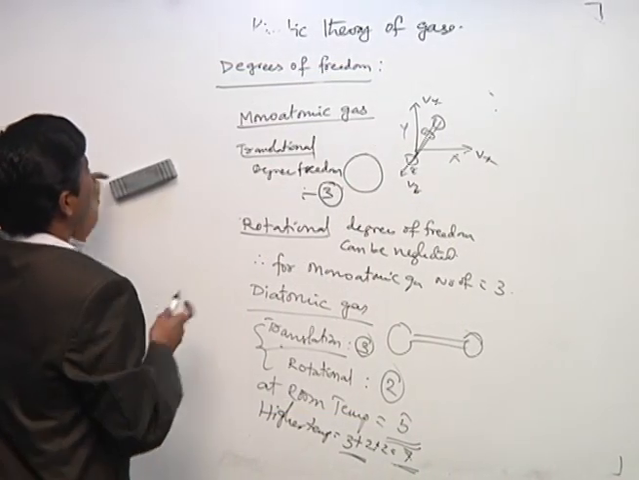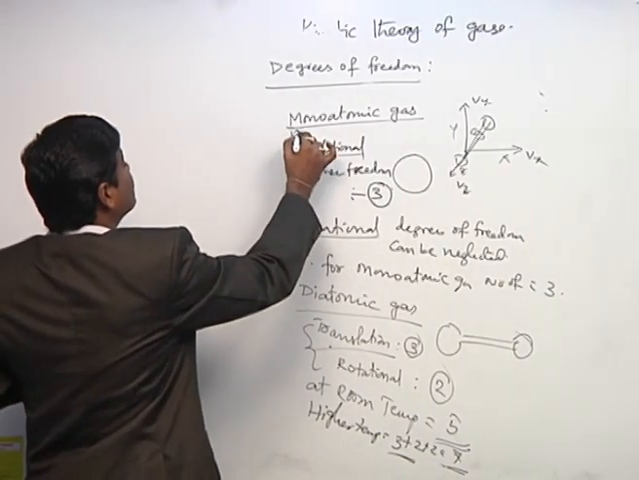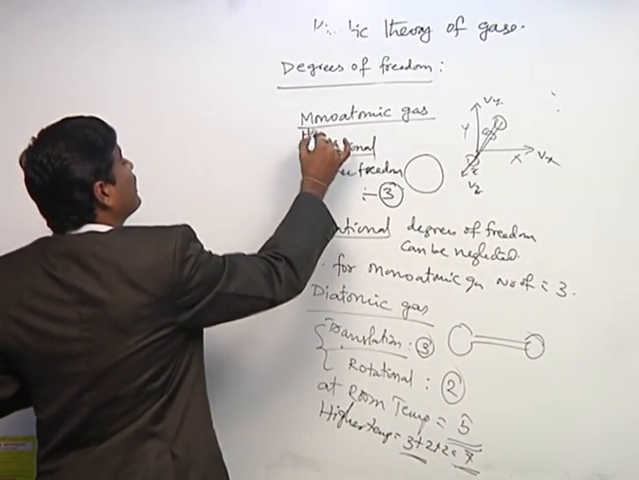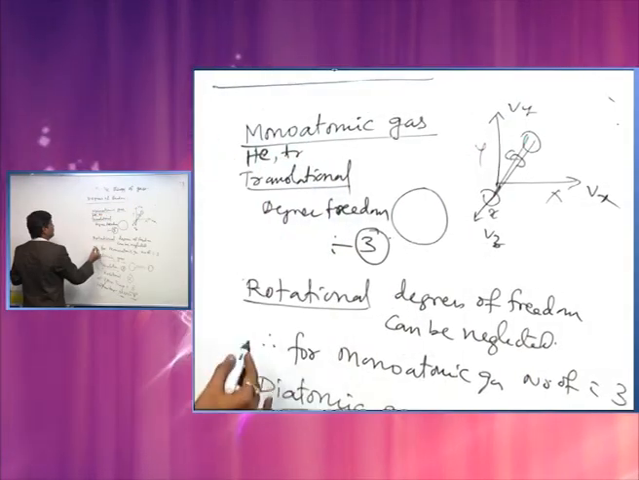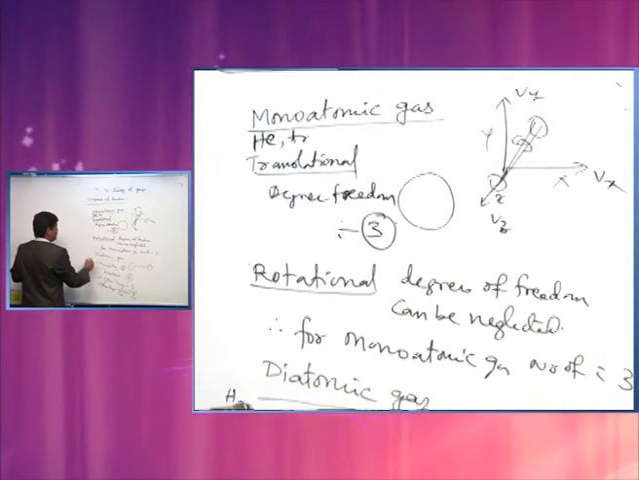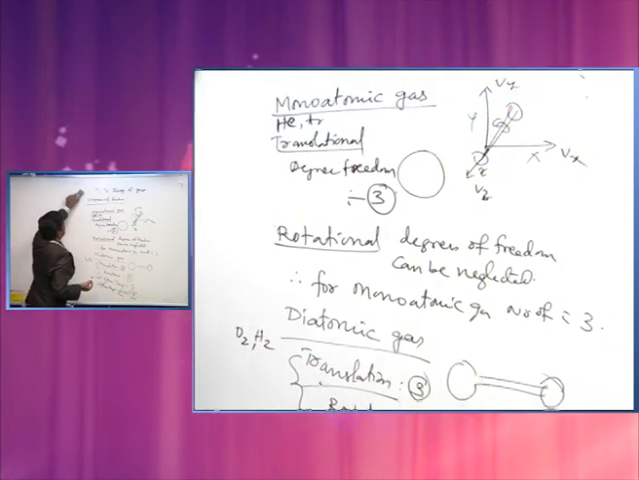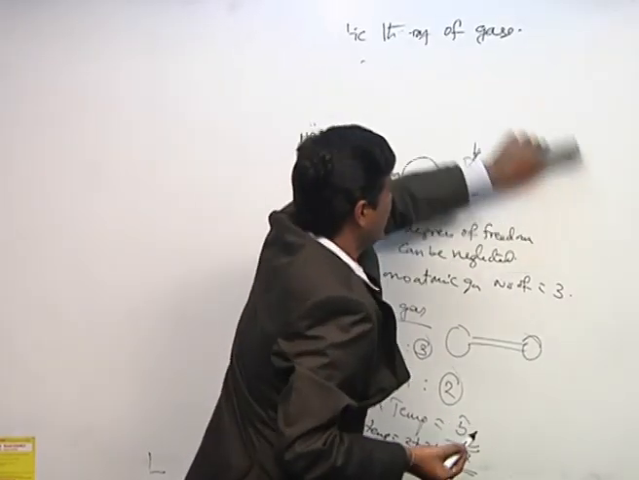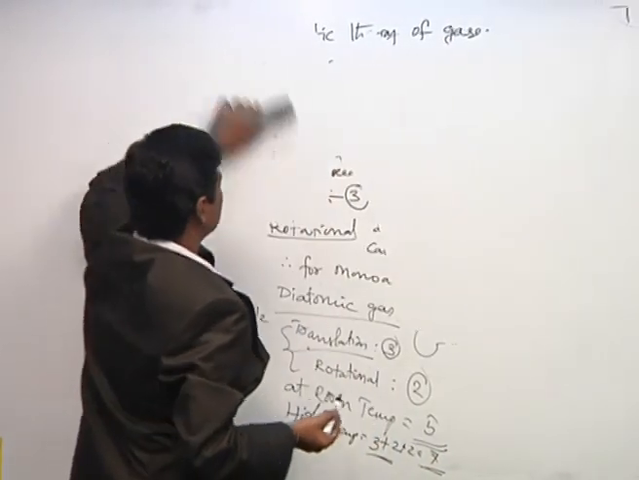Examples for monoatomic gases are helium, argon, all the inert gases. For diatomic gases, oxygen, hydrogen, these things. Monoatomic and diatomic are over. Next one, triatomic.